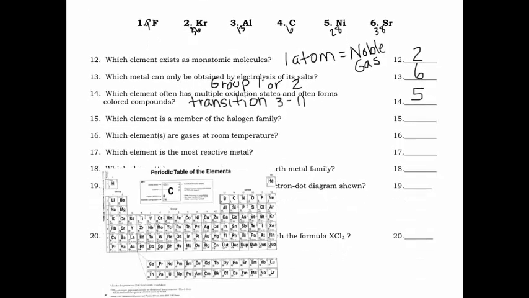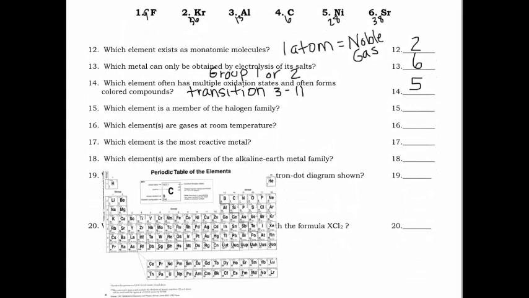Next question, which element is a member of the halogen family? You need to recall that that's group 17. That's the last group before the noble gases. These are the most reactive nonmetals, and they have their own name. They're the halogens. The only one from our list that's a halogen is fluorine, which we have labeled as element 1.